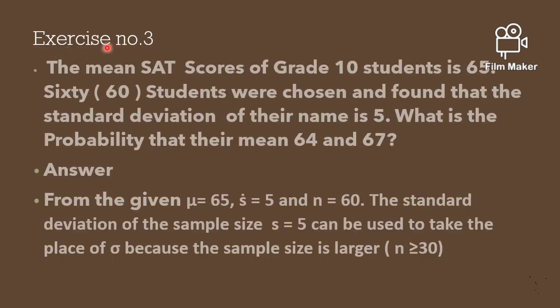Exercise number 3. The mean of Student Achievement Test or SAT scores of grade 10 students is 65. So 60 students were chosen and found that the standard deviation of their mean is 5. What is the probability that their mean is between 64 and 67?